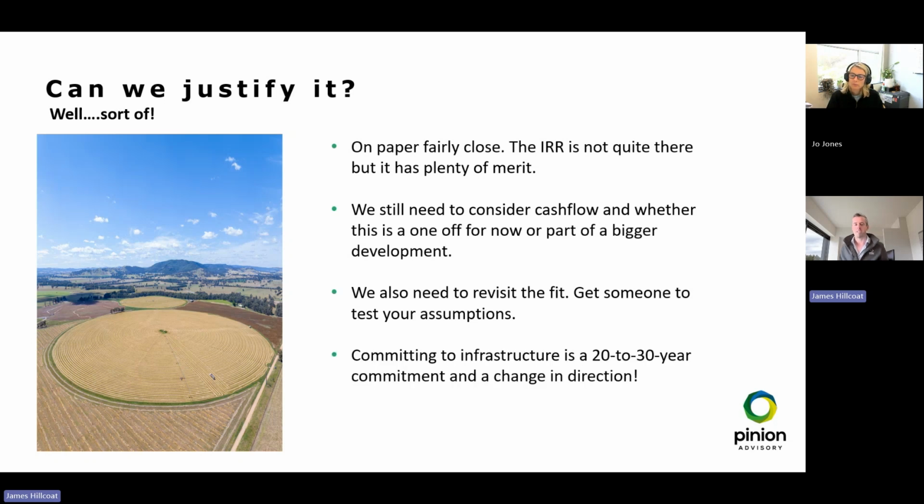And you want to be coming at these things from a position of strength. So what it's essentially saying is we are committing to a 20 to 30 year change of direction. So it's by no means a small feat or just changing out a dryland enterprise for another dryland enterprise. This is quite a big step change.